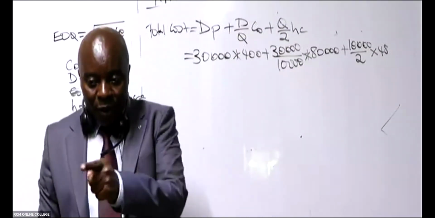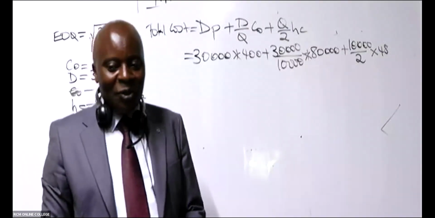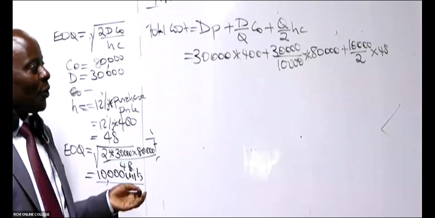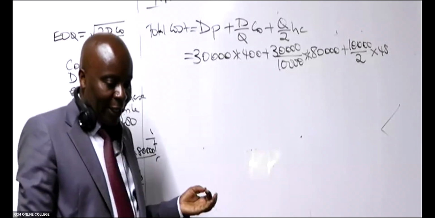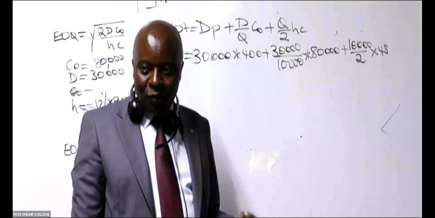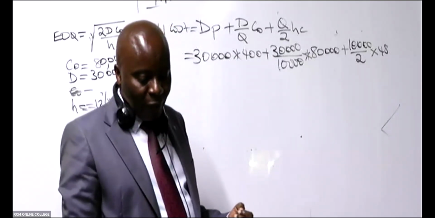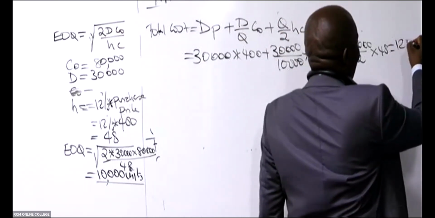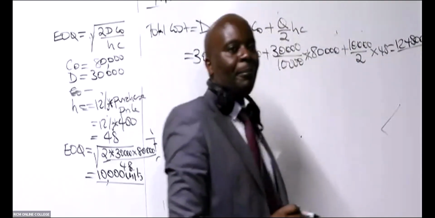So, using your calculator, not your phone, you say 30,000 times 400 plus 30,000 divided by 10,000 times 80,000 plus 10,000 divided by 2 times 48. Who will be the first person to give me the answer here? According to Irene Onyango, she's getting 12 for 80,000. Are you able to get the same?